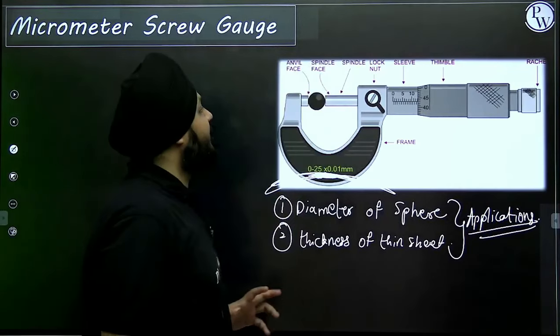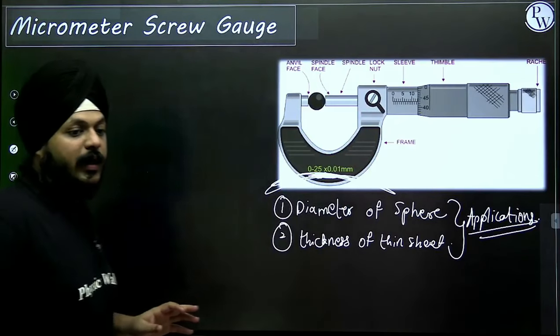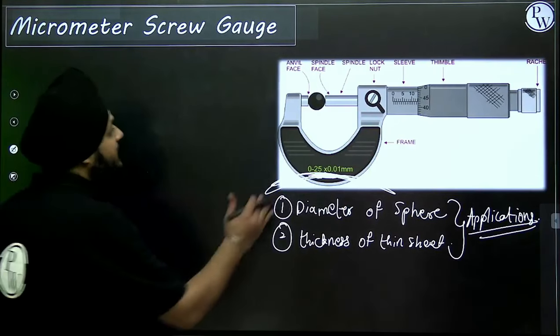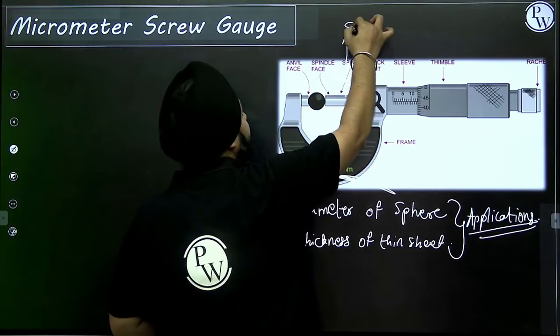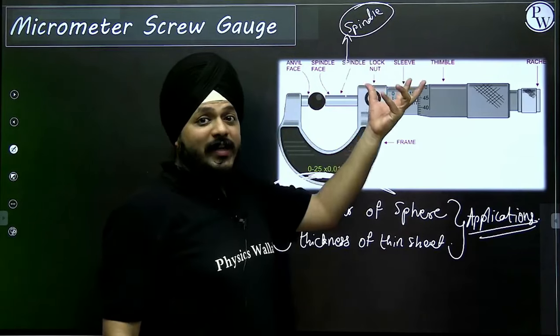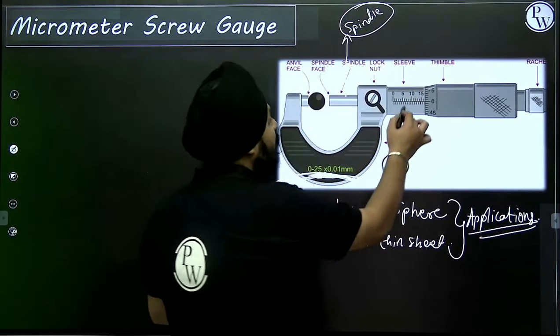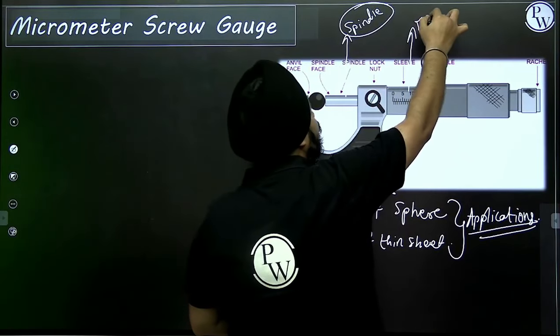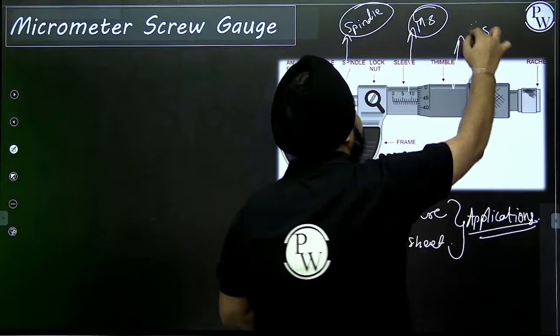This is a visualization, and everything is in this visualization. First, the movable thing, you can see, is the spindle. As in the Vernier caliper, where we have 2 scales, here also we have 2 scales. The first one is the main scale and the second one is the circular scale.